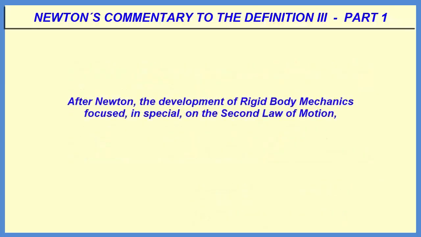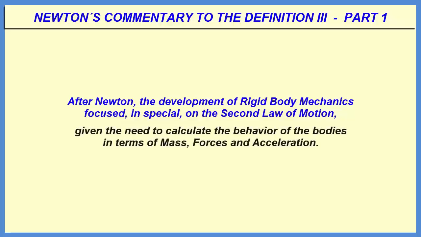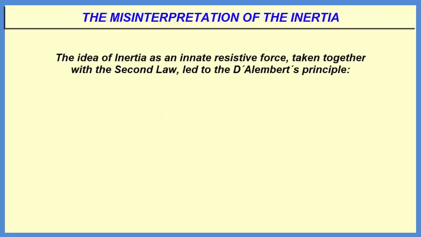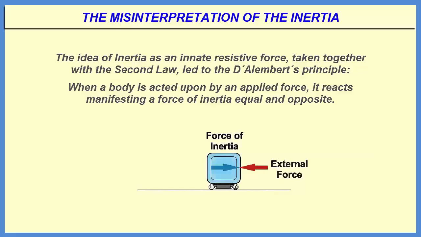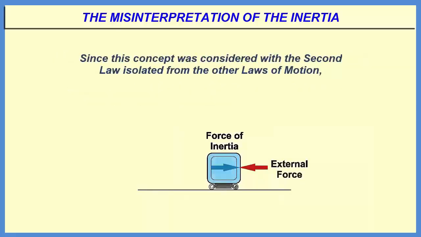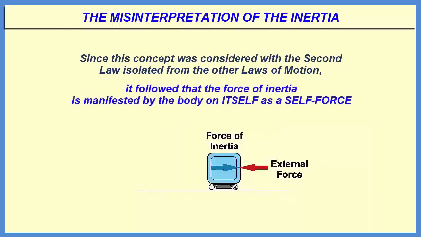It should be noted that, after Newton, the development of rigid body mechanics focused primarily on the second law of motion, given the need to calculate the behavior of the bodies in terms of mass, forces and acceleration, implicitly assuming the third law as a redundancy. The idea of inertia as an innate resistive force, taken together with the second law, led to D'Alembert's principle. When a body is acted upon by an applied force, it reacts, manifesting a force of inertia equal and opposite. Since this concept was considered with the second law isolated from the other laws of motion, it followed that the force of inertia is manifested by the body upon itself, as a self-force.